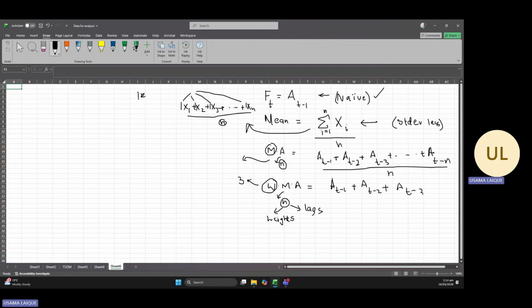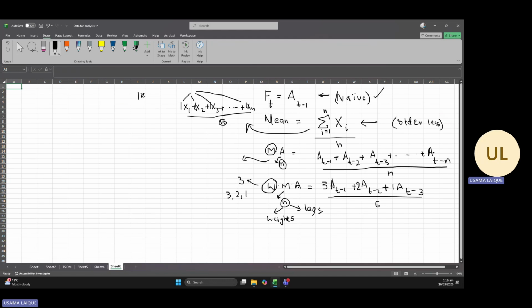We have 3 lags, and similarly we have 3 weights: 3, 2, 1. We are supposed to write them in descending order. So the first lag always gets the highest weight, the second weight goes to the second lag, and the last lag always gets the lowest weight. And then we divide that by the sum of all weights, so 3 plus 2 plus 1, and that is 6. And that is how weighted moving average estimates a forecast value.